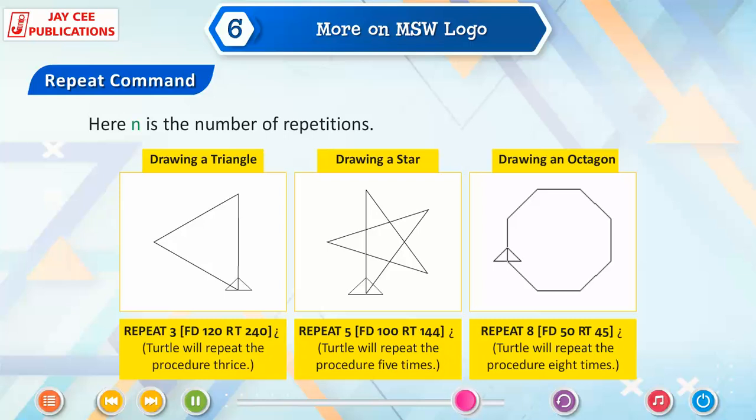Drawing an octagon: Repeat 8, [FD 50, RT 45]. The turtle will repeat the procedure 8 times.